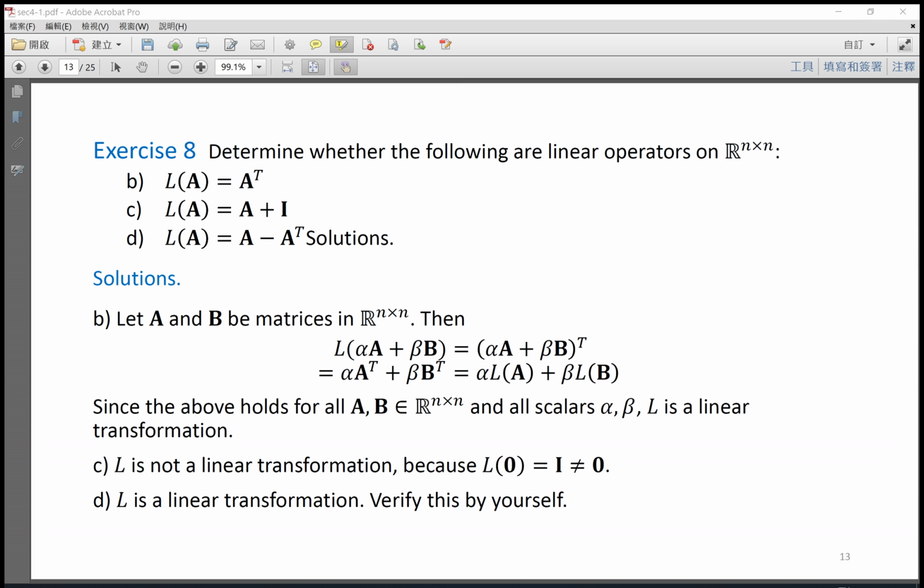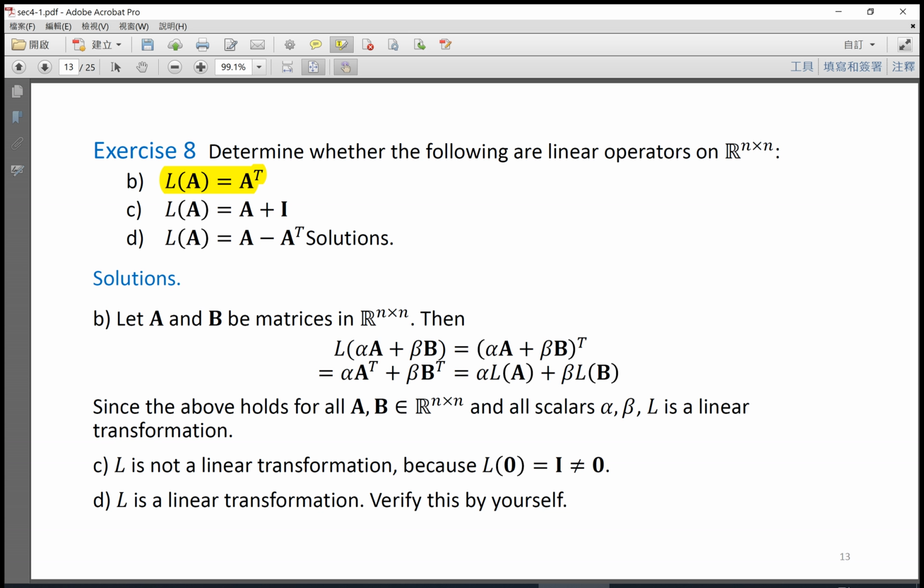Exercise 8 considers mappings defined on R n times n, that is, matrices of dimension n times n. The input of the mapping is a matrix of dimension n times n, while the output of the mapping is also a matrix of dimension n times n. In case B, L of A is defined as A transpose. We will show L is a linear transformation.